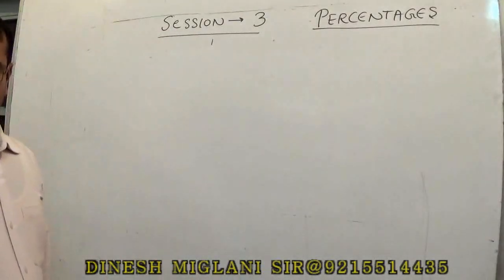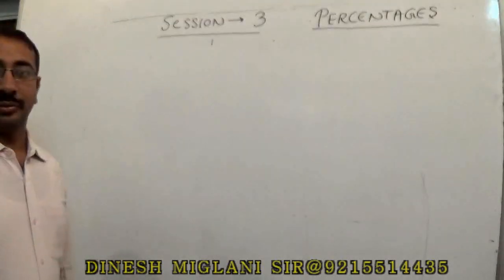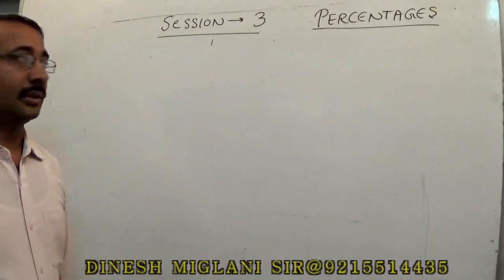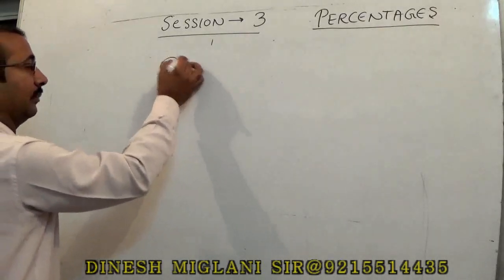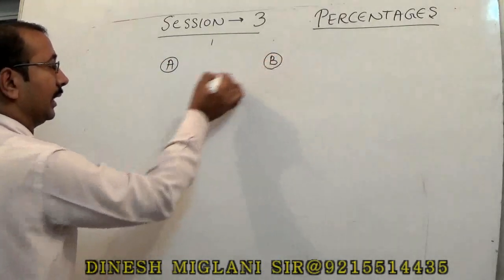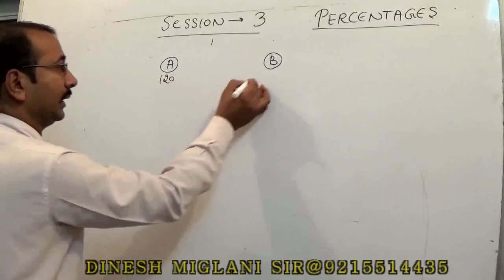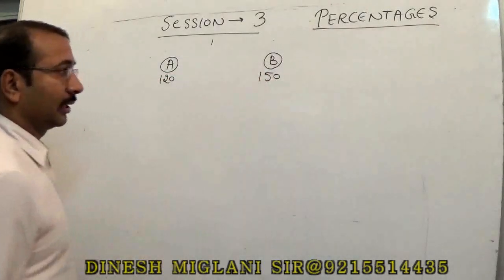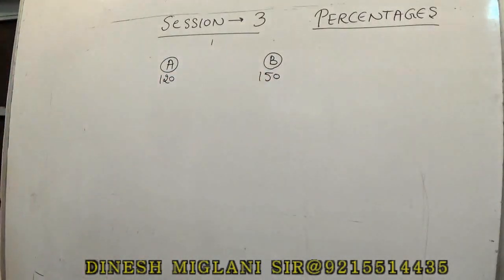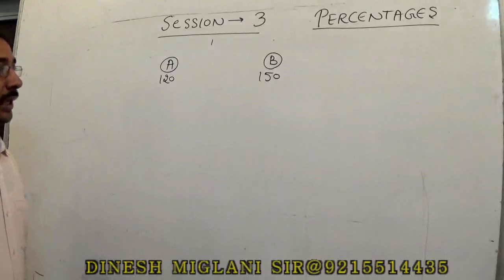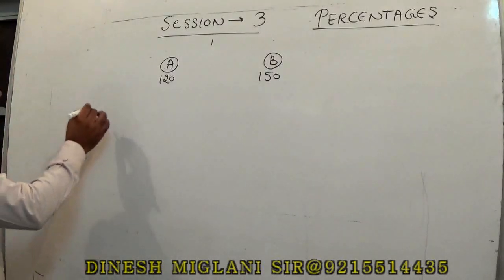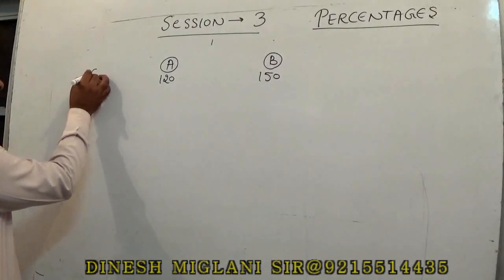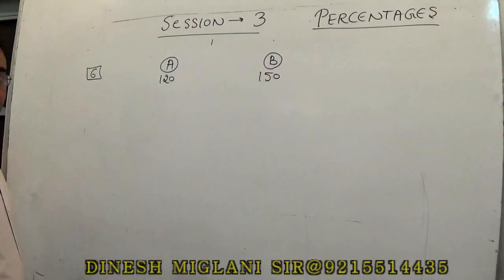As we have understood from the meaning, percentage makes comparison possible. So we have two numbers A and B. Suppose A is 120 and B is 150. We have to make a comparison between A and B. There are 6 types of comparisons that can be made. We will take them one by one.